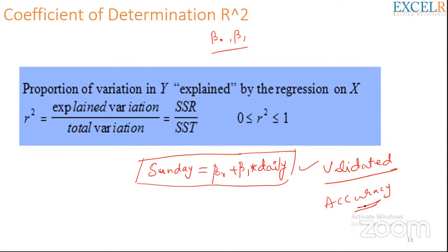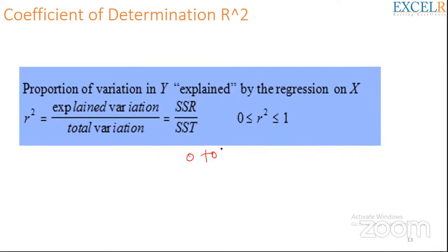How do you find out the accuracy of the algorithm? For that, we have a measure called the coefficient of determination, R square. Using this, we will interpret whether the regression equation is good or not good. How do you find R square? R square is found using this formula: explained variation by total variation. The explained variation is the sum of squares of regression divided by the total sum of squares. The R square value is always between 0 and 1 for any regression equation.